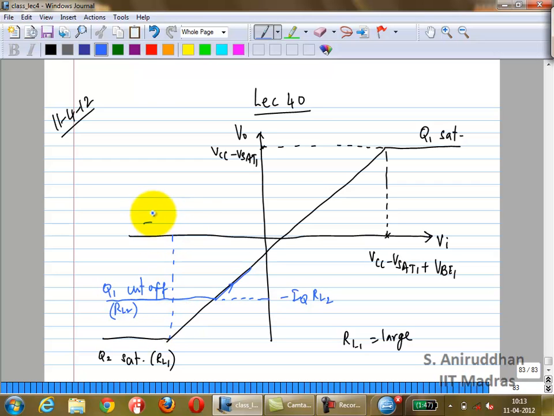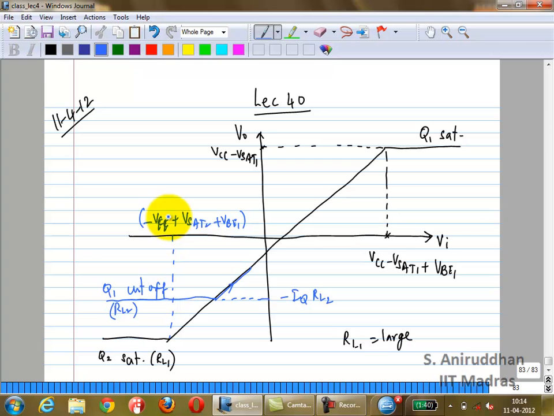What is this voltage? Minus VE plus VSAT2, plus VBE1, of course, right? Just note that the VBE1 itself changes when you move along this characteristic, IC1 changes, right? Because I out changes.